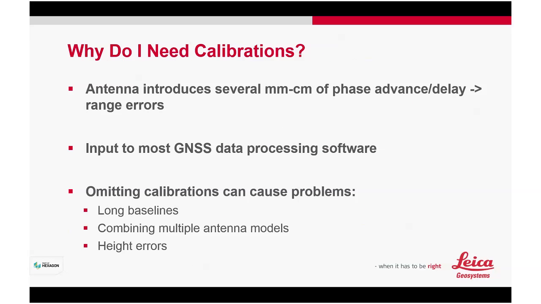So what will happen if you really ignore, or just do not really care about, the antenna calibration? It will cause, when you do the long baseline measurement, when you're combining different antenna models and brands, sure you have high errors. So in GNSS measurement, the antenna file plays a very important part.